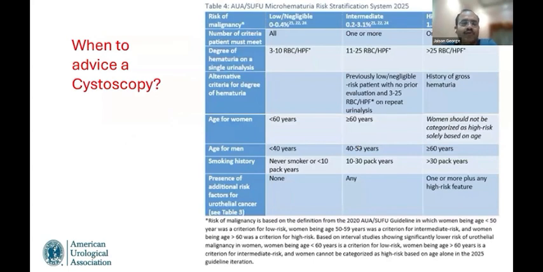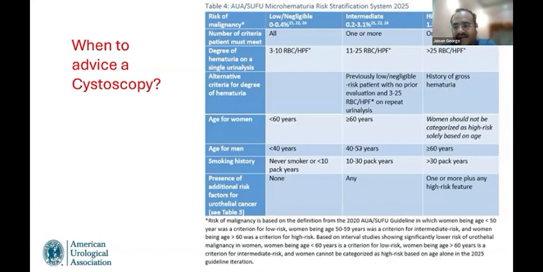So now, when to advise a cystoscopy? The American Urology Association brought out its latest amendments in 2025, and it has come up with new risk stratification criteria. In the past, it was recommended that whoever has microhematuria of a non-glomerular origin should undergo cystoscopy. But now the American Urology Association has modified its recommendations. It has classified individuals into low risk, intermediate risk, and high risk. And those who fall in the low risk need not undergo a cystoscopy.